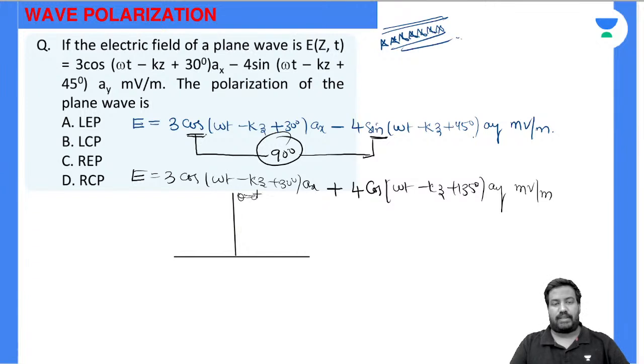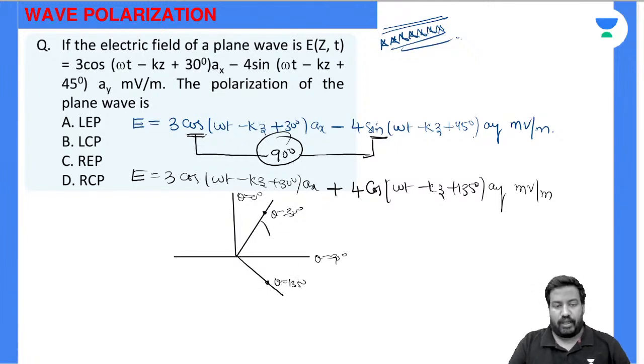This is 0 degrees. This is 90. First point is around 30 degrees. Next is at 135. 30 to 135, clockwise means left. Already we know that the 90-degree phase shift is there.